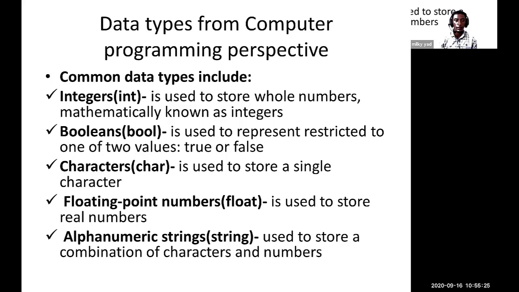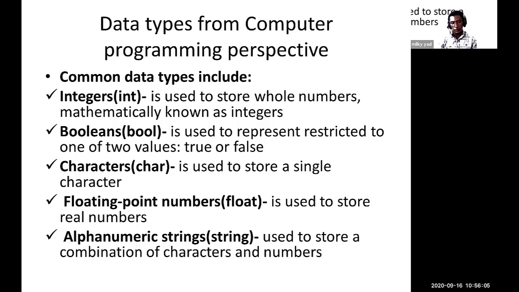For example, integer, or int, is a data type to store whole numbers, mathematically known as integers. So to store integer data, we need a data type called int or integer. In this data type, it is not possible to store characters, text, or even real numbers. So integer is a data type in computer science to store integer data.